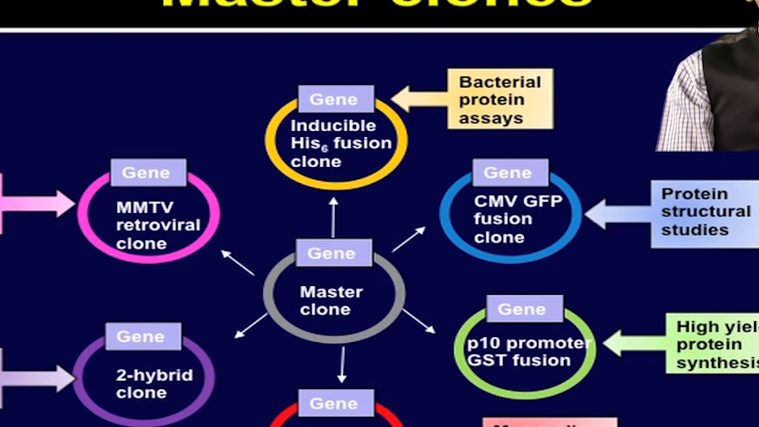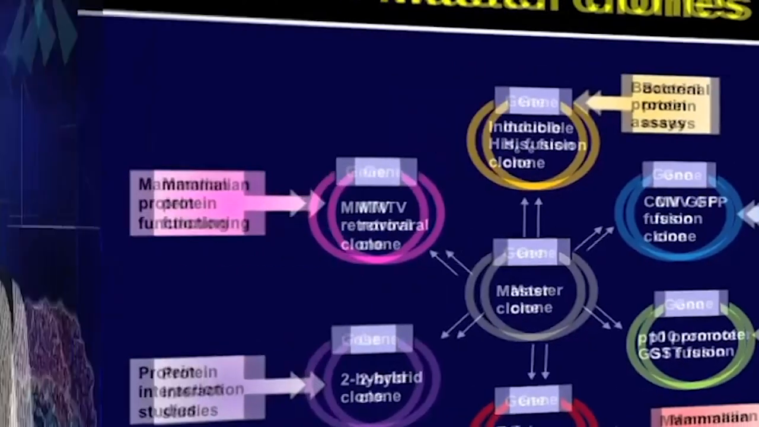So, there are various types of vectors which one can make use of. One can transfer the gene of interest from these master clones to a variety of vectors depending upon their applications. The recombinational cloning provides you the flexibility and opportunity to perform multiple experiments once these clones are available.